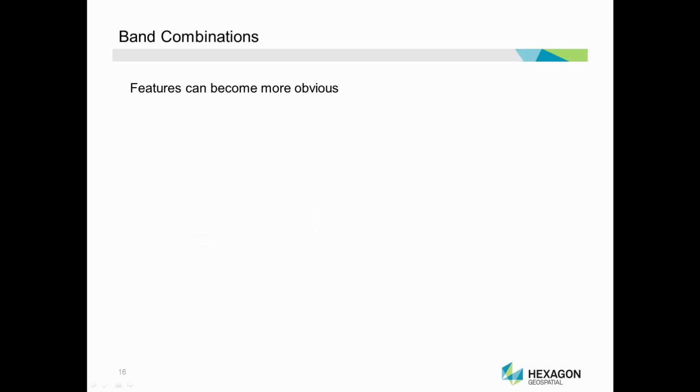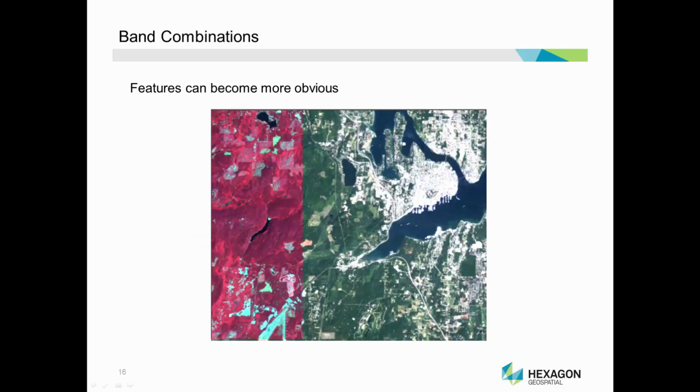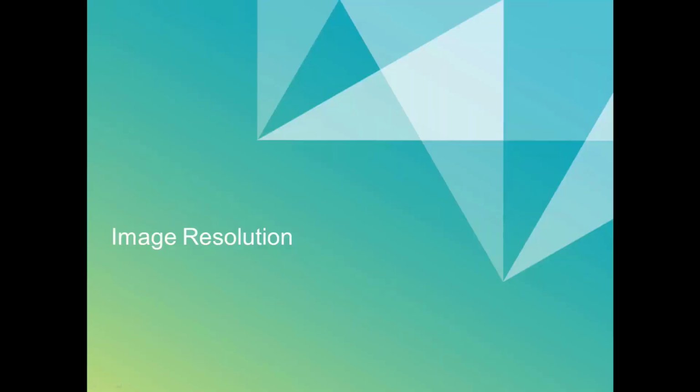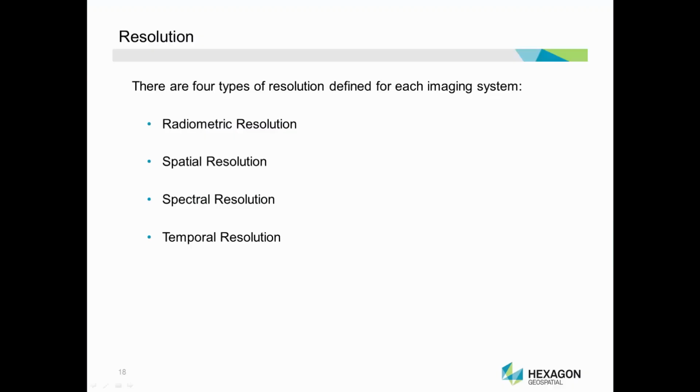Through this example, we can see that by using different band combinations, different features become more obvious. We can use these band combinations to help locate and extract the information we are most interested in. Let's move on and discuss image resolution. There are 4 types of image resolution: radiometric, spatial, spectral, and temporal resolution. Let's take a few minutes to understand each of them.